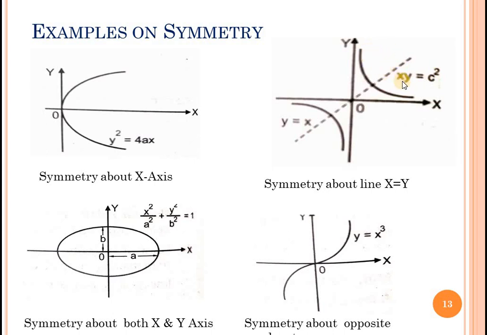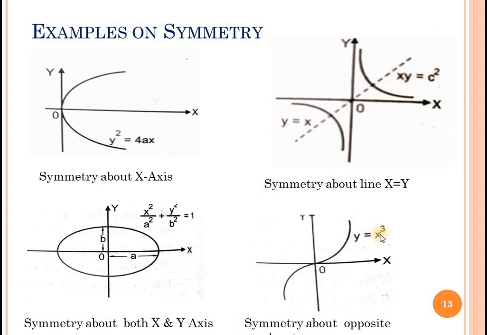Here when I replace x by y, y by x, the equation of the curve is the same. But when I replace only x by minus x or only y by minus y, the curve does not remain the same. So this is not symmetric about the x-axis, and it is not symmetric about the y-axis. But when I replace x by y, y by x, the equation remains the same. So it is symmetric about the line x is equal to y. Also it is symmetric about the opposite quadrant, because when I replace x by minus x, y by minus y, the curve remains the same.